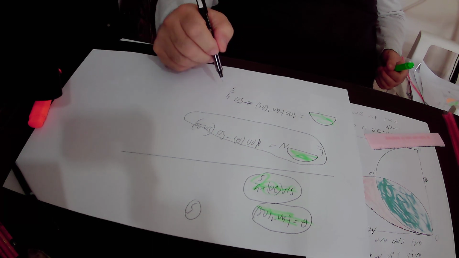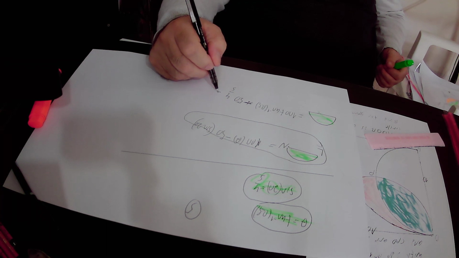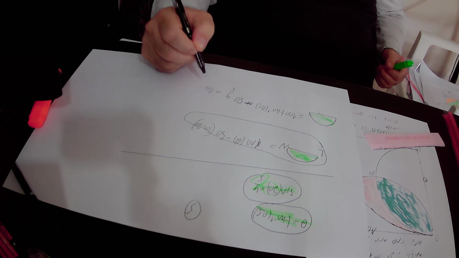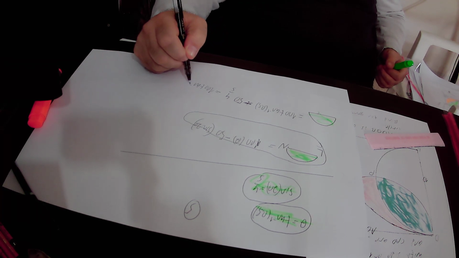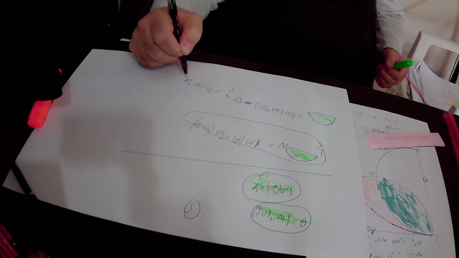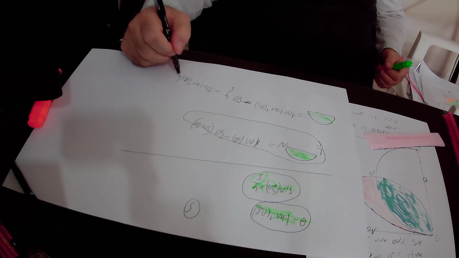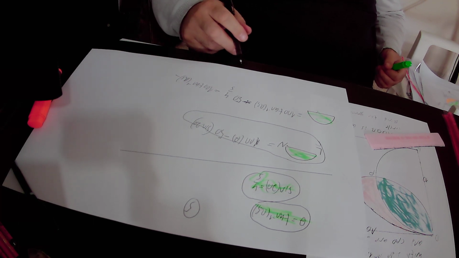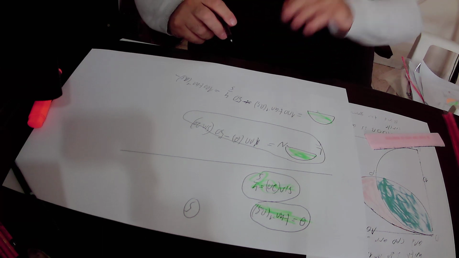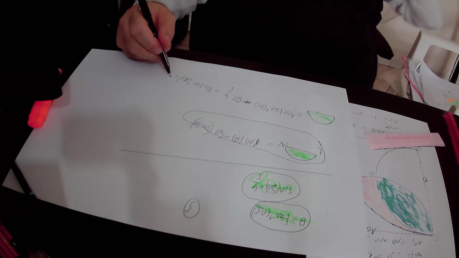So in conclusion, we found out that the area of the upper circular segment of the big lens is equal to 100 times tangent minus 1 of 0.5 minus... 50 over 5 is 10, and 10 times 4 is 40, so it is minus 40.